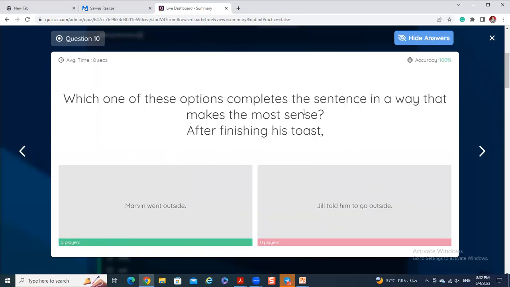Which one of these options completes the sentence in a way that makes the most sense? "After finishing his toes, unfortunately, he brought" is a dangling and misplaced modifier. Finishing. So who is the one that finished? Who is the one that finished? He said his toes. I have Marvin and I have Jill. So both of them can be, now it depends on the meaning. Marvin went outside, or Jill told him to go outside. No, it's better: after finishing his toes, Marvin went outside.